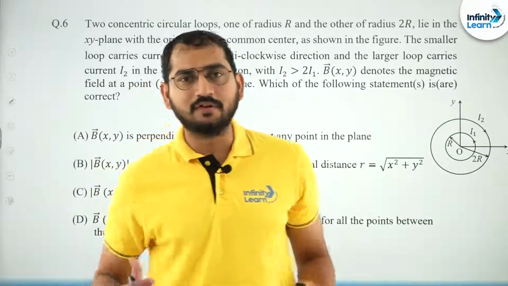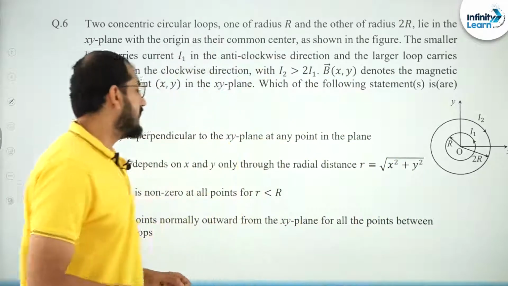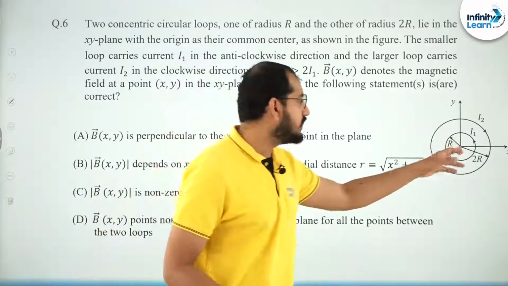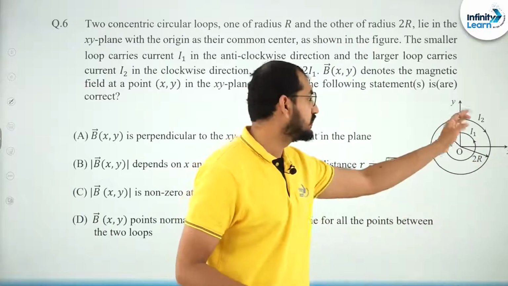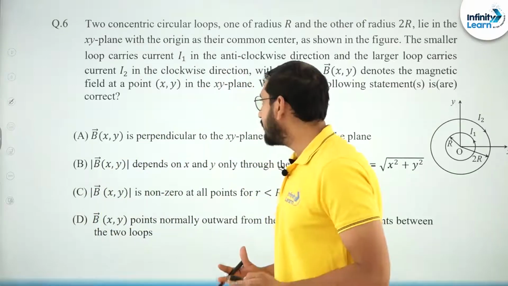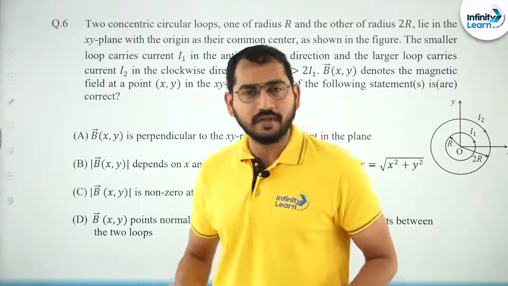Hello students, now moving on to our next question. Here the question says that two coils are given to us. In these two coils, currents I1 and I2 are flowing, I1 in the anticlockwise direction, I2 in the clockwise direction, okay? And we have to think about the magnetic field which is produced because of both the coils, okay?